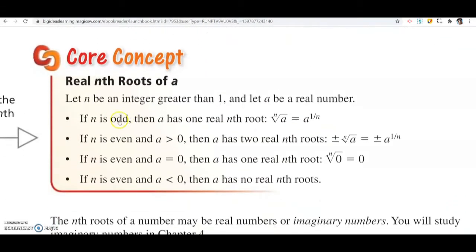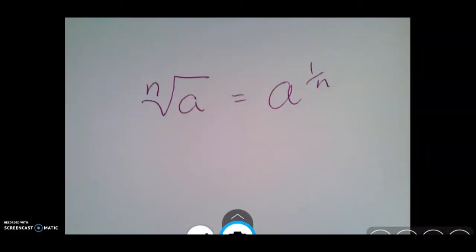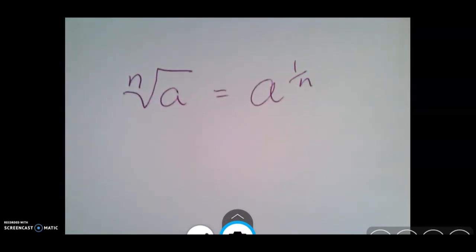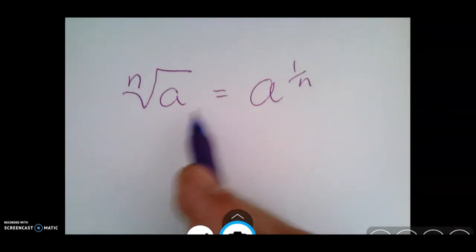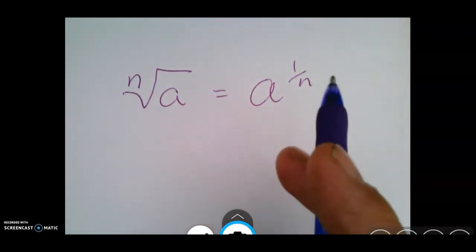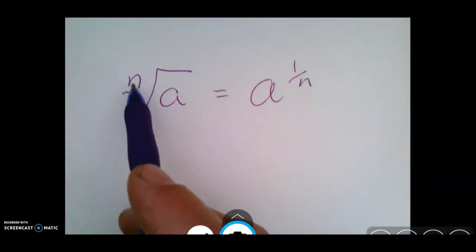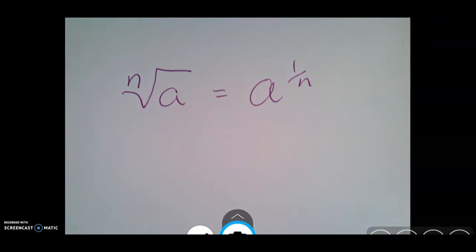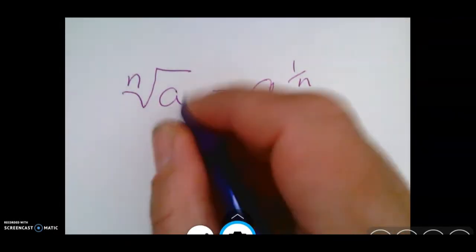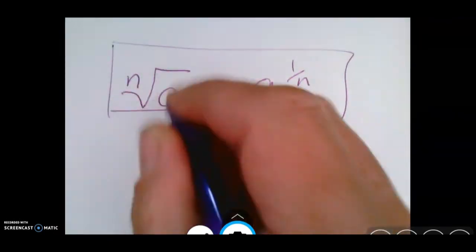The core concept focuses a little bit too much on whether it's odd or even, and you can get totally confused by this. So let's focus on this part right here. Alright, so the rule says the nth root of a is equal to a to the 1 over n power. That's how you read this, the nth root of a. Now, let's back that up a step. This is the rule.